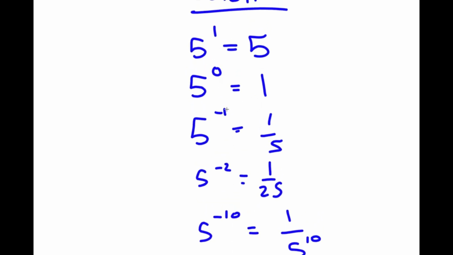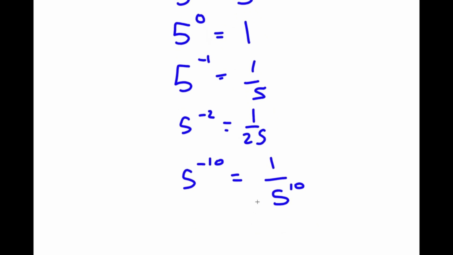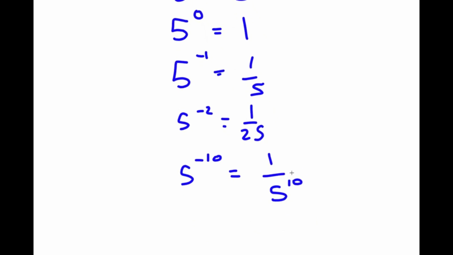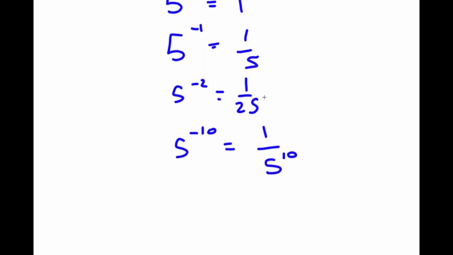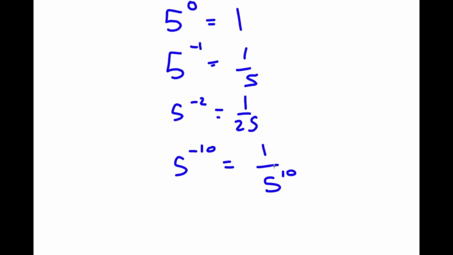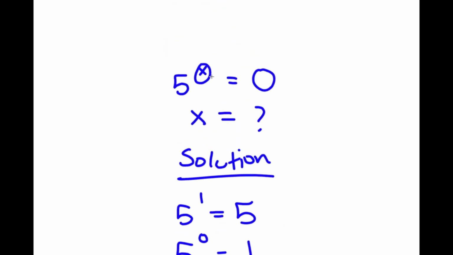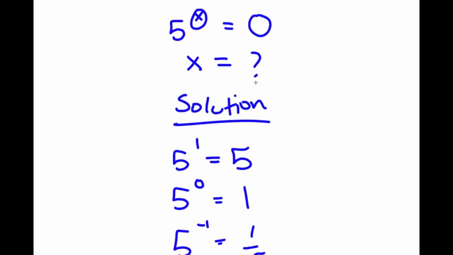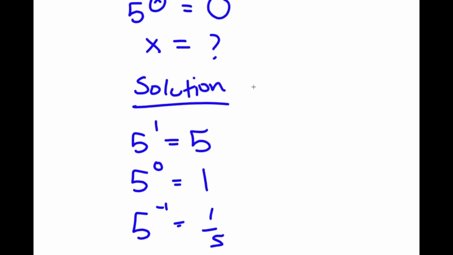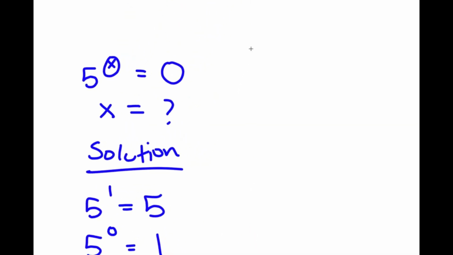So you see, as the exponent keeps on decreasing and decreasing, it's approaching infinity, right? But will it ever reach infinity? Well, let's see if we can even find a value of x that makes this equal to 0. So, the first step I'm going to do is take the log on both sides. So I have log 5 to the power of x is equal to log of 0.